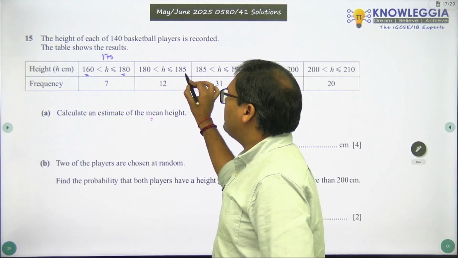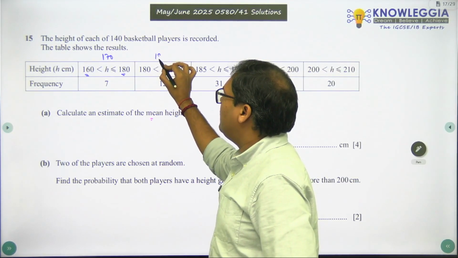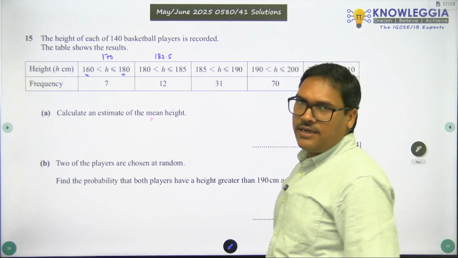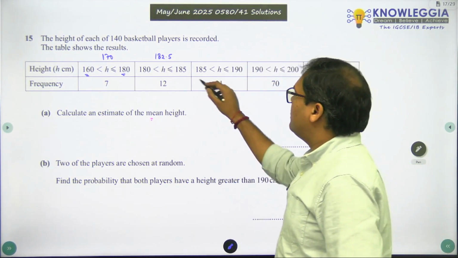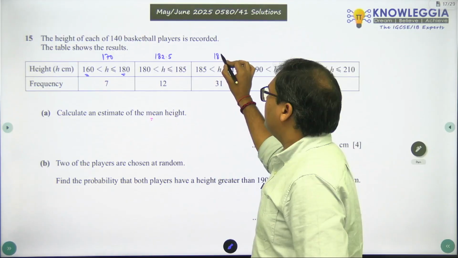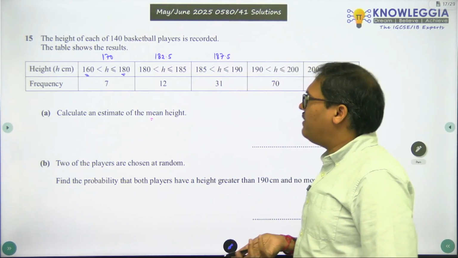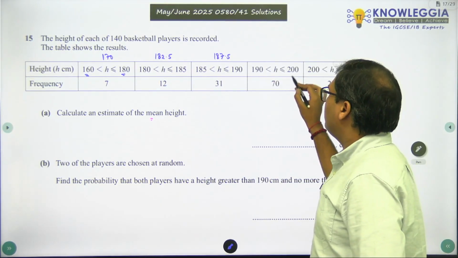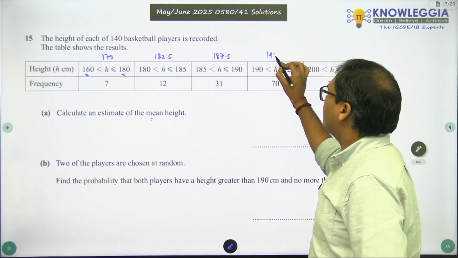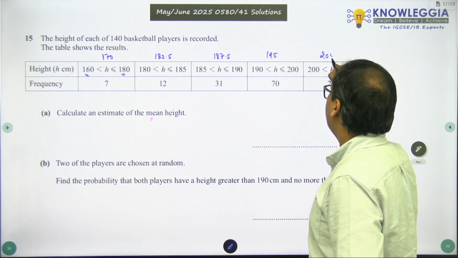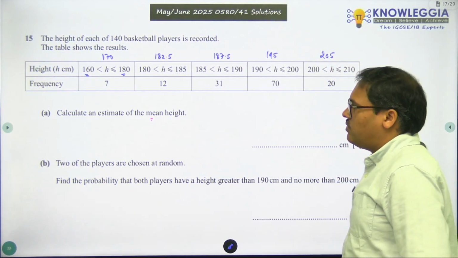What is the midpoint of these two? You can say this is 182.5, you can add and check. What is the midpoint of this? This is 187.5, again you can divide and check. What is the midpoint of this? This is 195. And what is the midpoint of this? This is 200. Okay, so what is the mean?